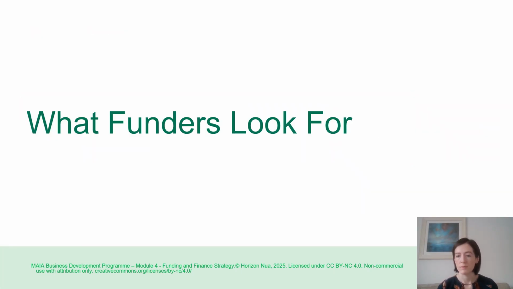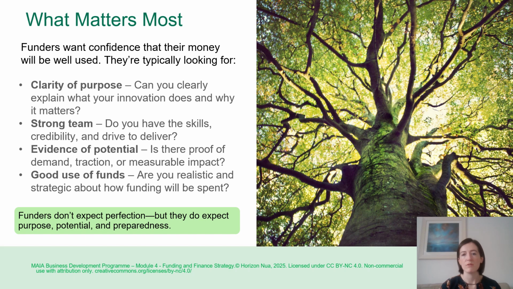What funders look for. When approaching any funder, whether it's a grant body, investor, or a lender, it's important to understand how they think. Most funders aren't just looking for a good idea. They're looking for a credible team, a clear purpose, and a plan that makes sense. The first thing they want is clarity of purpose. Can you explain, in simple terms, what your innovation does, why it matters, and who it helps? A lot of promising ventures fall down here. They bury the value in technical detail or don't connect to the funder's goals.